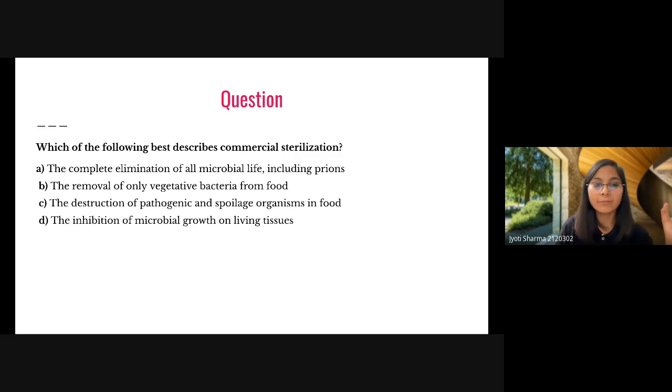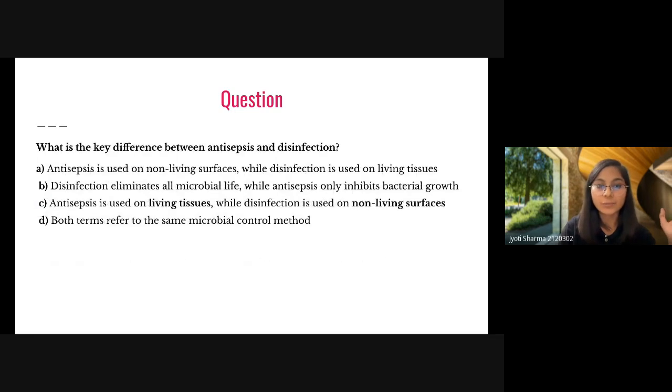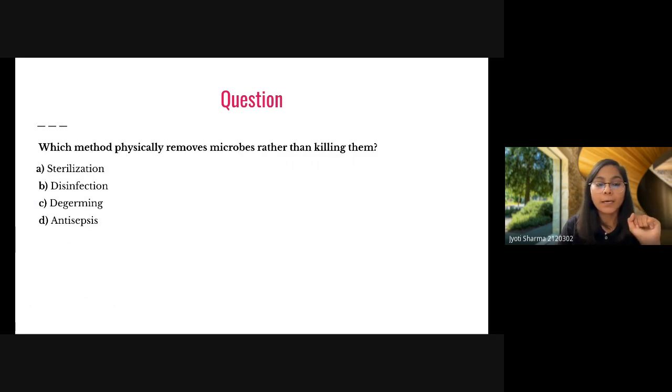Then again, which of the following best describes commercial sterilization? If we can destroy the pathogenic and spoilage organisms in the food, then that can describe the best commercial sterilization. Then again, we have the difference between antiseptic and disinfection. Antiseptic is used on living tissue, while disinfection is used on non-living surfaces. Then which method physically removes microbes rather than killing them? So this is degerming.